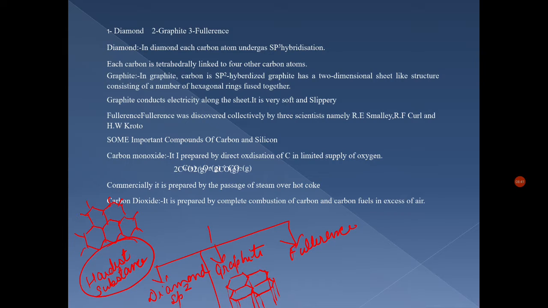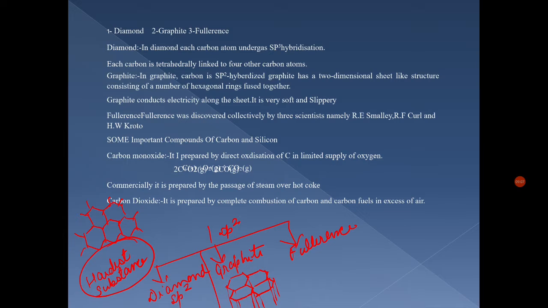Layers are held by van der Waals forces, and the distance between two layers is 340 pm. Each layer is composed of planar hexagonal rings, with a carbon-carbon bond length of 141.5 pm. Each carbon shows sp2 hybridization. Each carbon atom makes 3 sigma bonds with 3 neighboring carbon atoms.